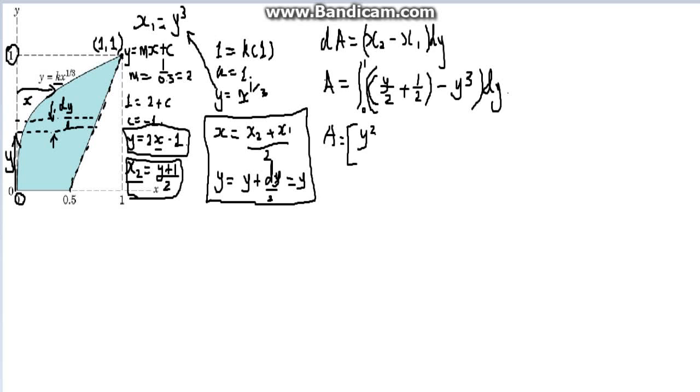Y squared divided by 4: raise the power by 1, divide by the new power, and multiply if there are any constants at the bottom, so y divided by 2. And if you have the actual variable on the bottom, things change and you get an ln, a natural logarithm, instead. That's another thing we'll look at later. Then y to the power of 4 divided by 4, and we close the square brackets, what we are actually working for.